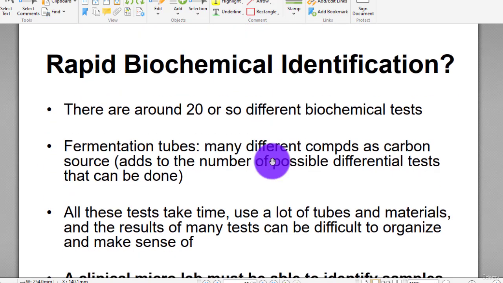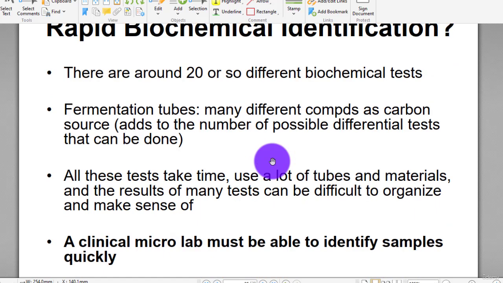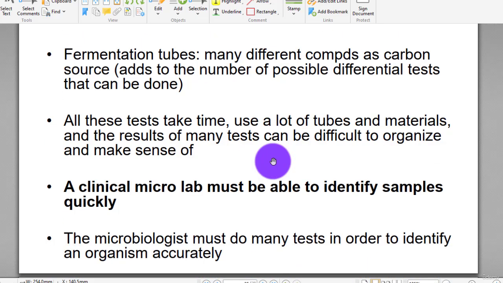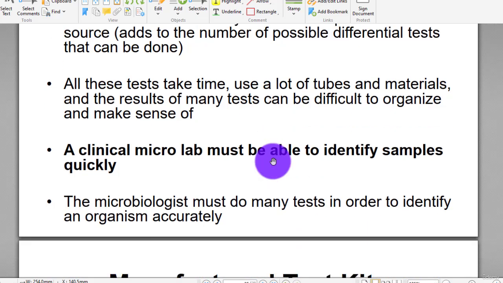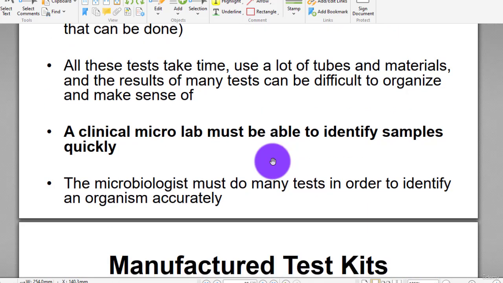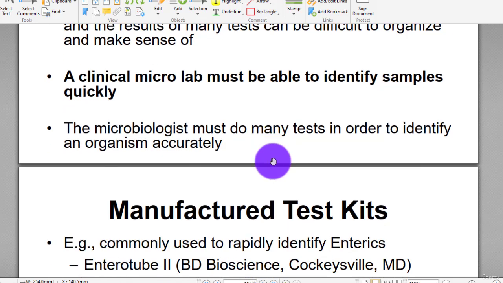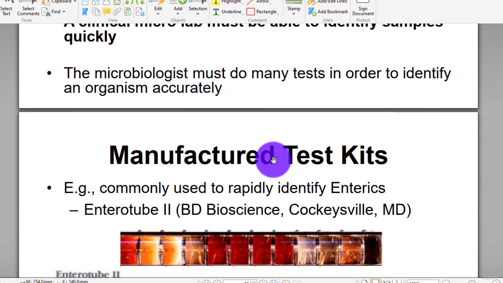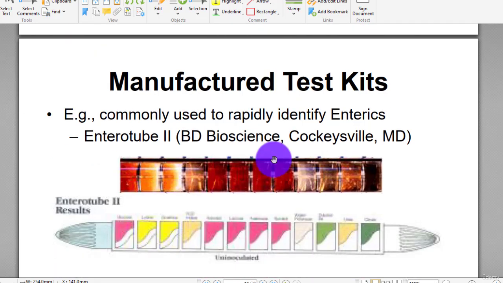Rapid biochemical identification. There are more than a hundred different biochemical tests. Fermentation tubes with many different compounds as carbon sources add to the number of possible differential tests. All these tests take time, use a lot of tubes and materials, and the results of many tests can be difficult to organize and make sense of. Clinical microbiology labs must be able to identify samples quickly. The microbiologist must do many tests in order to identify an organism accurately.